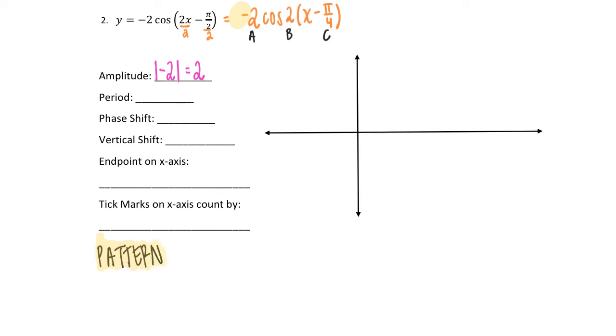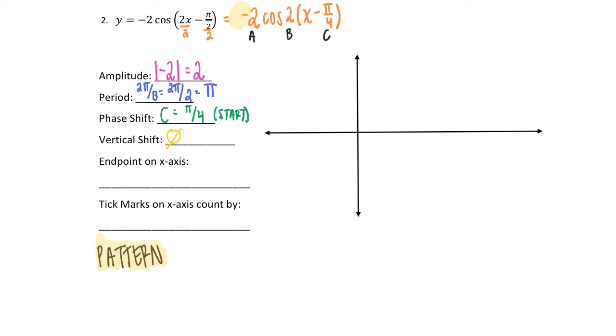Find the period. The distance from the start on the x-axis to the end of the cycle should be pi units. Find the phase shift. Remember to take the opposite. That's your start on the x-axis. Find your vertical shift. In this case, nada.